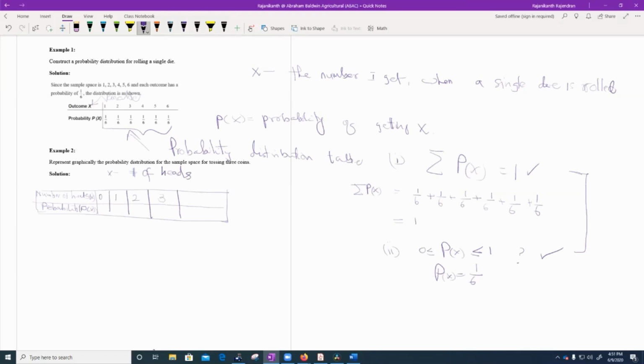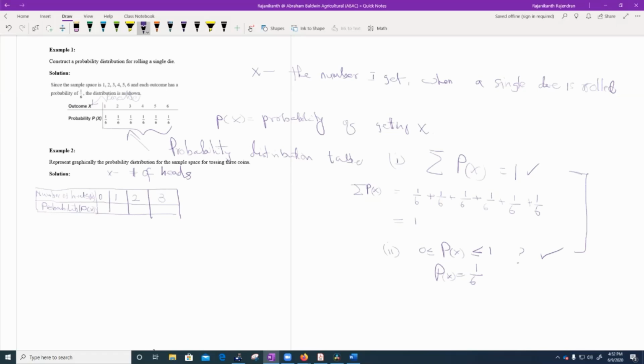So these are all the possibilities, right? These are all the 4 possibilities I may have. x = 0 means no heads, 1 head, 2 heads, or 3 heads. Now ask yourself, what is the probability of having no heads? That means in all three coins, you are getting all tails. There are no heads, right?